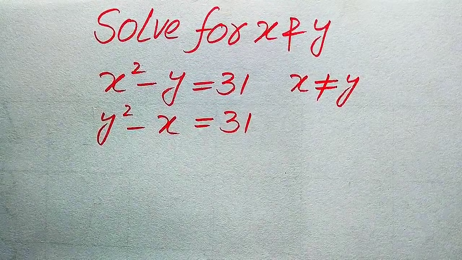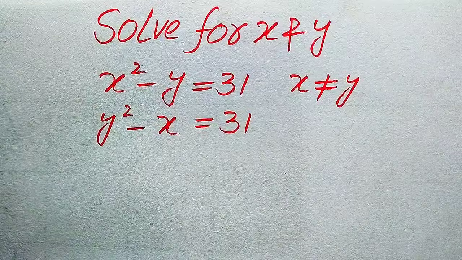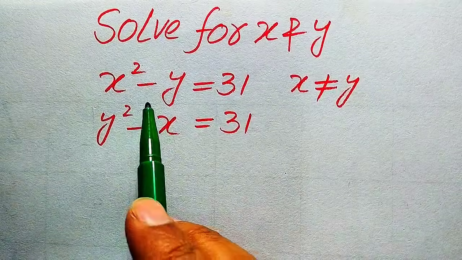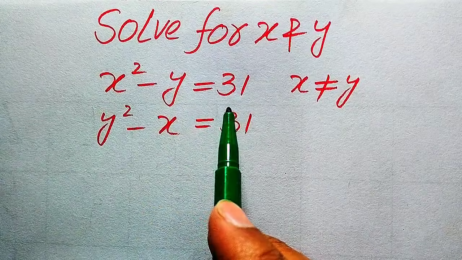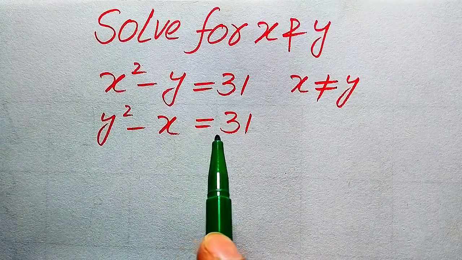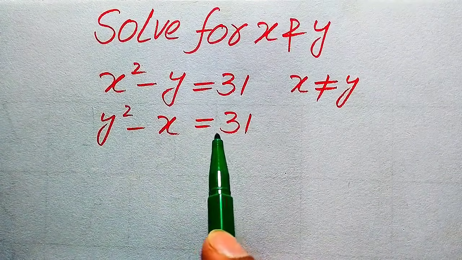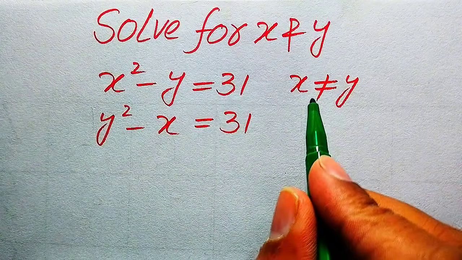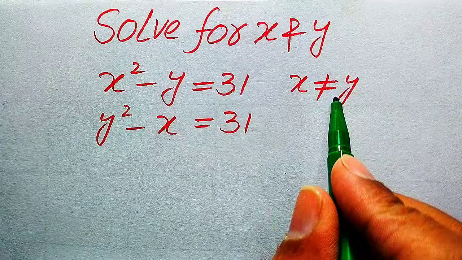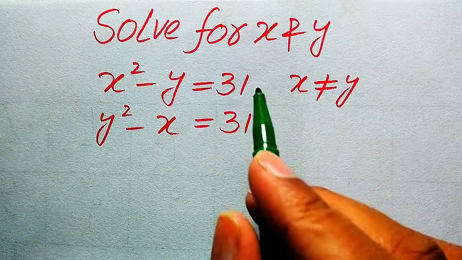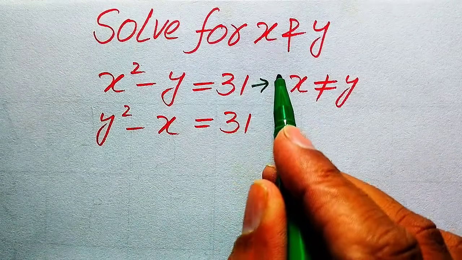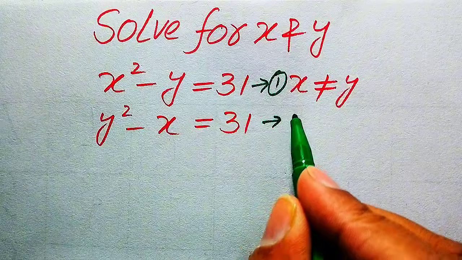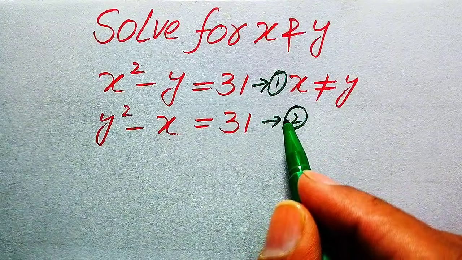Hello everyone, how to solve this problem for the values of x and y if we have x square minus y equals to 31 and y square minus x is also equals to 31. We solve this problem for distinct values of x and y, and here you see that x is not equals to y, which means that we solve this problem for distinct values of x and y. So first we call this equation number 1 and this is our equation number 2.